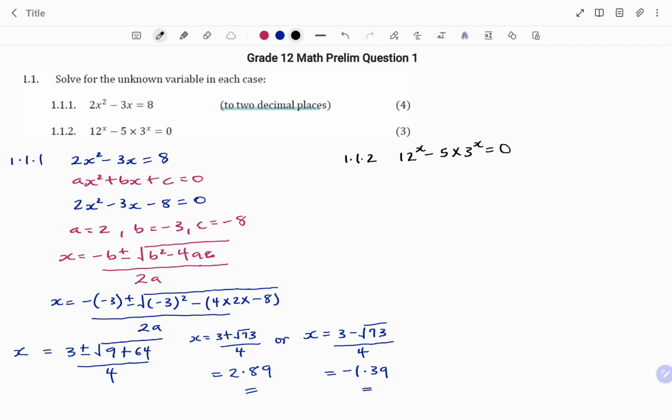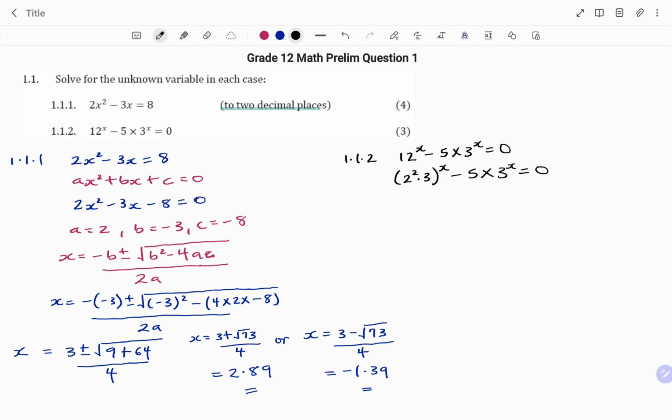The second part of the question says 12 to the power of x minus 5 times 3 to the power of x equals 0. To start with, I'm going to break down my 12 into prime factors. I have that as 2 to the power of 2, that's 4, times 3, that will give us 12. So we have (2 squared times 3) to the power of x, minus 5 times 3 to the power of x equals 0.